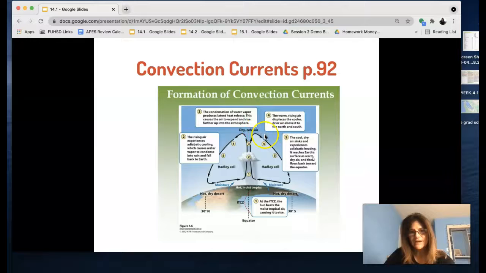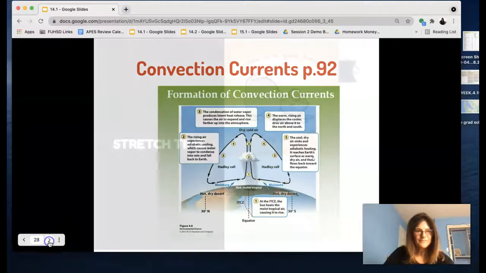And that dry, cool air, because it's more dense than warm air, is going to sink. And as it sinks, it's going to experience adiabatic heating. And it's going to reach the surface as warm, dry air and then flow back to the equator and complete this convection current. Convection currents are circular, but more importantly, it's going to be responsible for the hot, dry deserts on our planet. It is not a coincidence that the deserts are 30 degrees north and south of the equator.